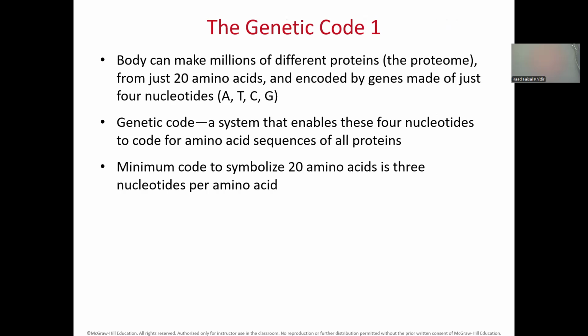You're going to learn that this code is degenerate. What does degenerate mean? It means you can end up with the same amino acid from different nucleotides. So for example, 1, 2, 3 can give us valine. If you had 1, 7, 8 instead, that can still give you valine. So the code is degenerate in the sense that one amino acid can be coded for by different combinations of nucleotides. Is that clear?